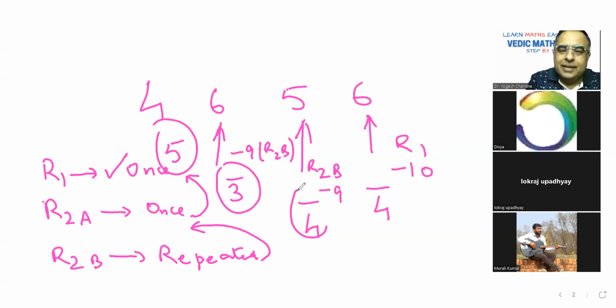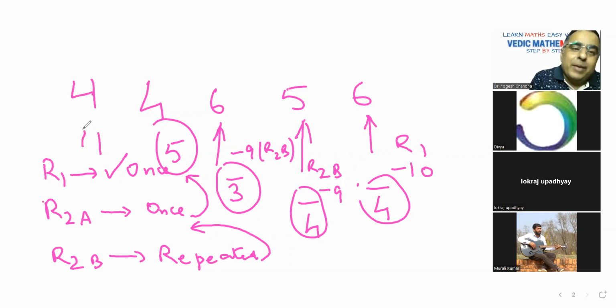Got it? Now, if this number was 1, 4, 5, 6, then after this R1 will come. 1 remains the same. If it was 4, 4 remains the same. If it was 3, 3 remains the same. If it was 6, then 4 bar, subtracted from 10, and we have to add 0 beforehand.